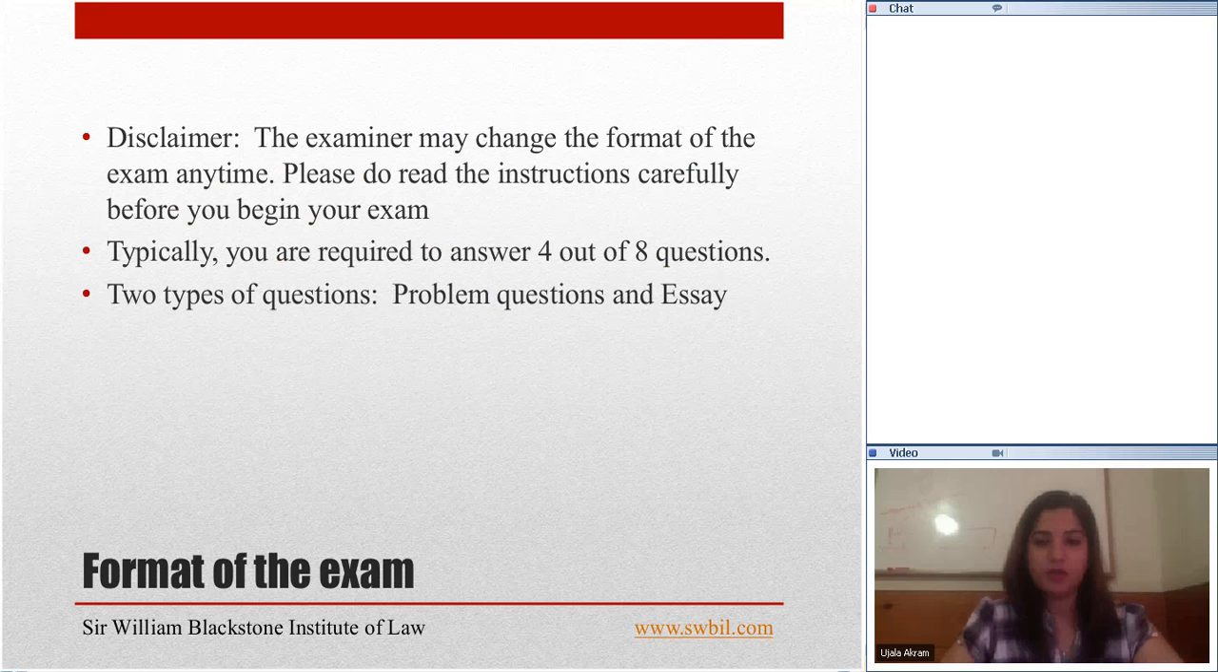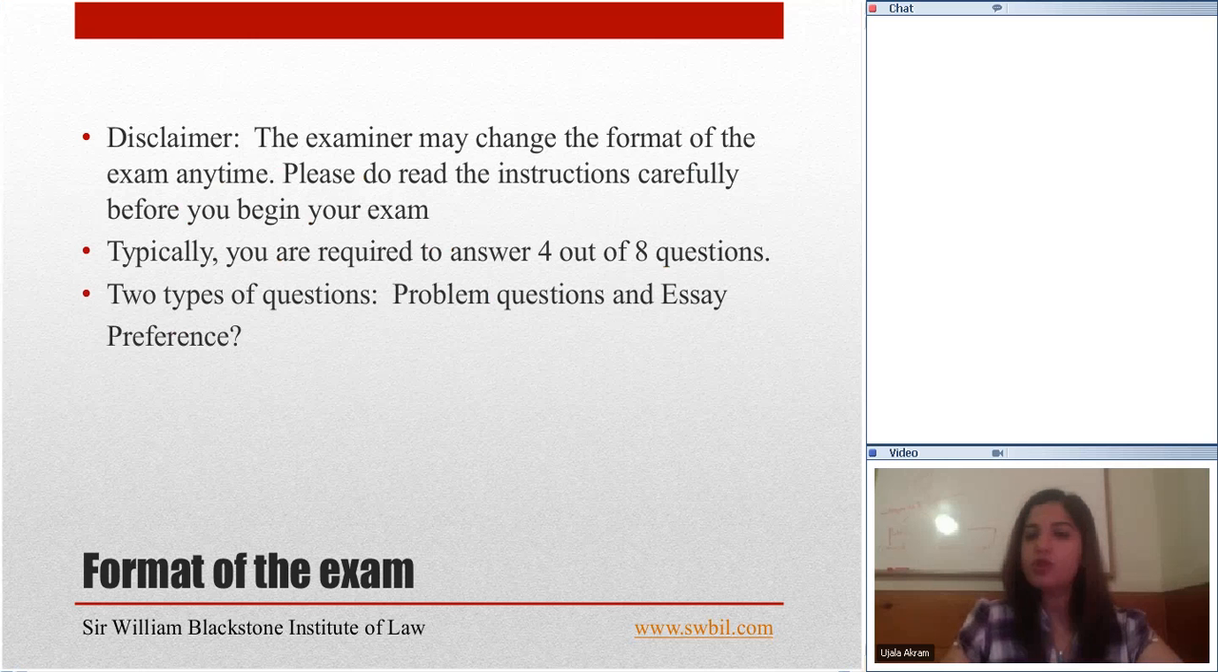Format of the exam. So let's discuss the format of your contract law exam. But please note that the format of the exam can be changed anytime without prior notice. So it is absolutely essential to read the instructions carefully before you begin your exam. Typically, you are required to answer 4 out of 8 questions, and there are 2 types of questions in an exam: essay questions and problem questions.